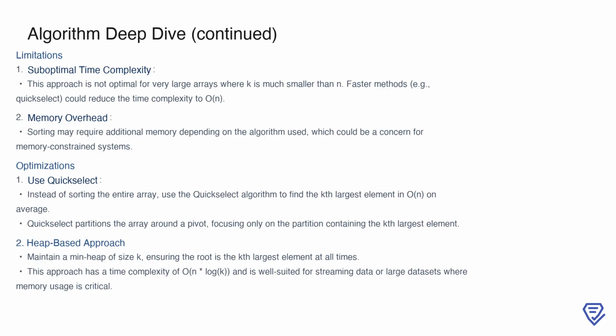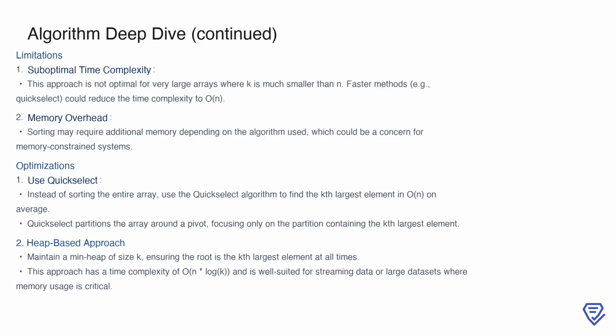Its time complexity of n*log n can be suboptimal for very large arrays, especially when k is much smaller than n. In such cases, a more efficient method, like quickselect, can be used to reduce the time complexity to O(n) on average. Quickselect avoids sorting the entire array by partitioning it around a pivot, focusing only on the partition that contains the kth largest element.